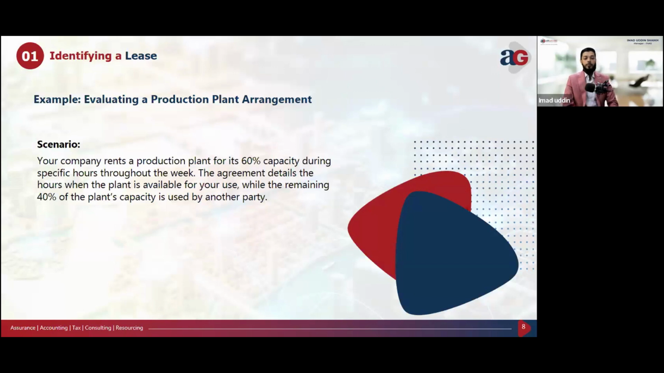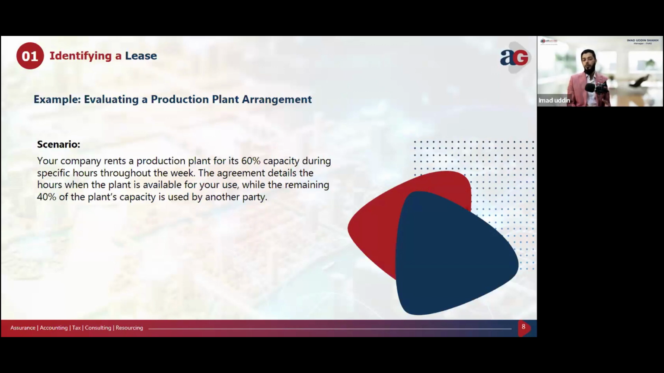Here's another scenario: your company rents a production plant for its 60% capacity during specific hours throughout the week. Remember, we just talked about optic fibers capacity. Here we are talking about the capacity of a production plant. So 60% of the capacity is rented out to us for, let's say, 3 or 4 or 5 years. The agreement details the hours when the plant is available for use, while the remaining 40% of the plant's capacity is used by another party.